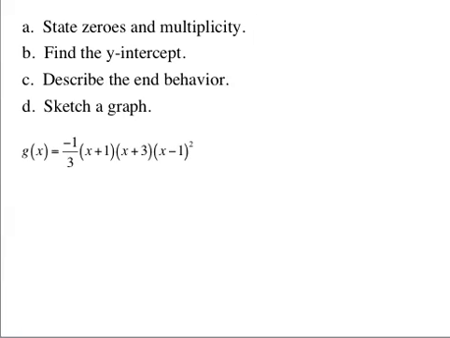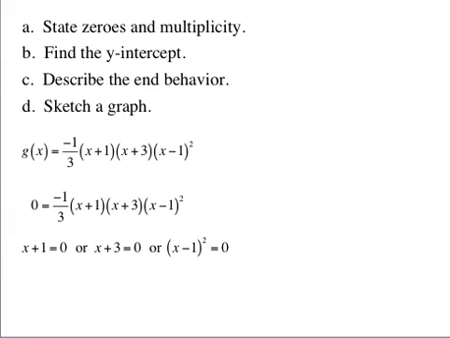Same directions. This time we have negative 1/3 times (x plus 1) times (x plus 3) times (x minus 1) squared. Setting that equal to 0. Negative 1/3 cannot be 0, but x plus 1 could be 0, x plus 3 could be 0, (x minus 1) squared could be 0. This will be our multiplicity.